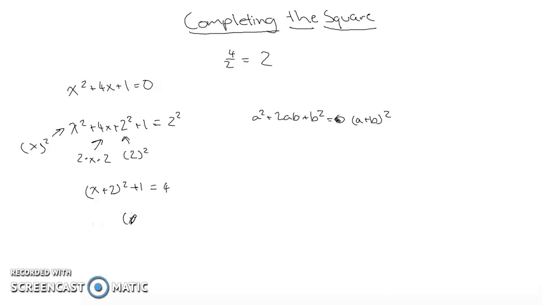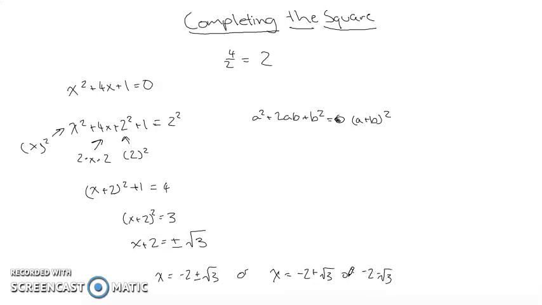We get x plus 2 squared equals 3. And we get x plus 2 equals plus or minus square root of 3, because negative square root 3 squared equals 3, and positive square root 3 squared equals 3. We get x is equal to negative 2 plus or minus root 3. Or you could write it as x equals negative 2 plus root 3, or negative 2 minus root 3. Notice you can't say and, because you can't be equal to both of two things.